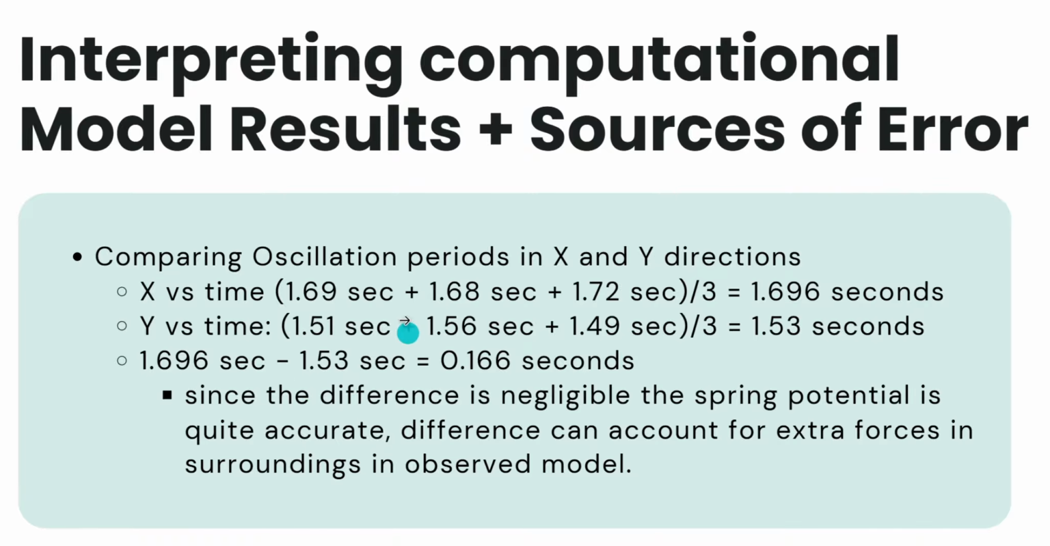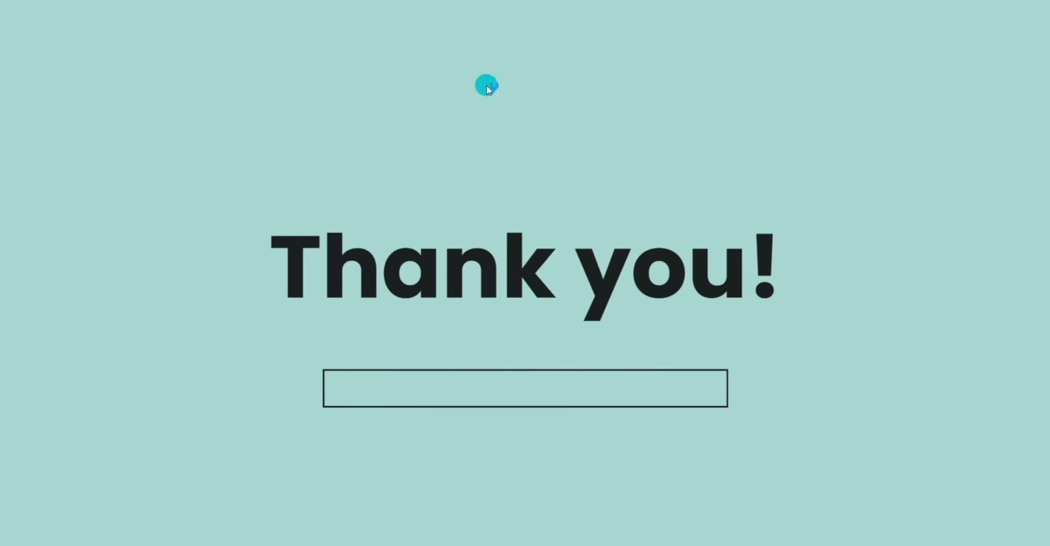As for comparing oscillation periods in x and y directions, x versus time was 1.69 seconds plus 1.68 seconds plus 1.72 seconds over 3, leading to 1.696 seconds. Y versus time was 1.51 seconds plus 1.56 seconds plus 1.49 seconds over 3, which equals 1.53 seconds. Subtracting these gives us a difference of 0.166 seconds. Since the difference is negligible, the spring potential energy is quite accurate, and the difference can be accounted for in extra forces and surroundings in the observed model.